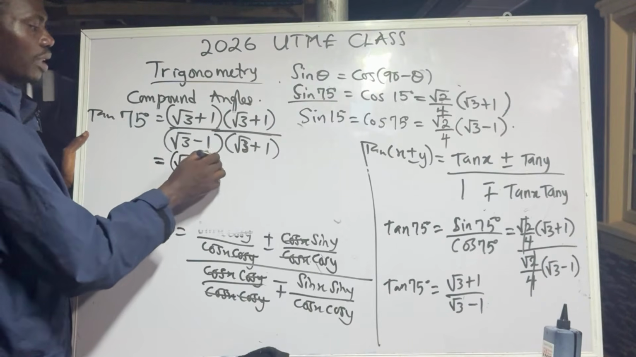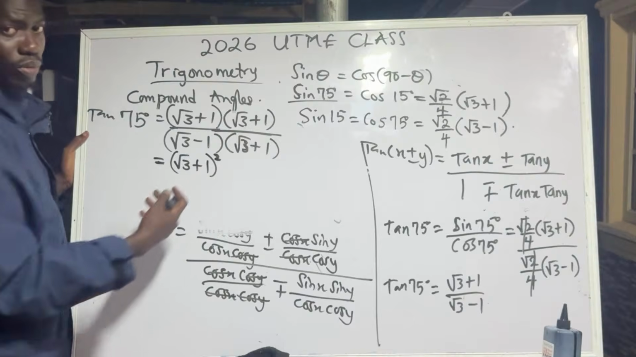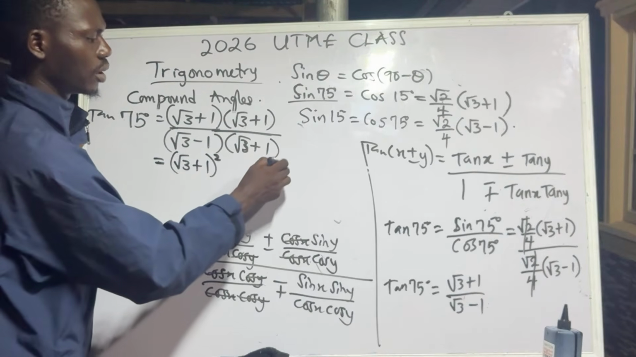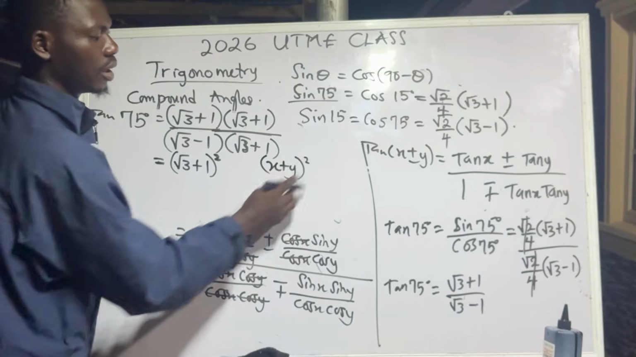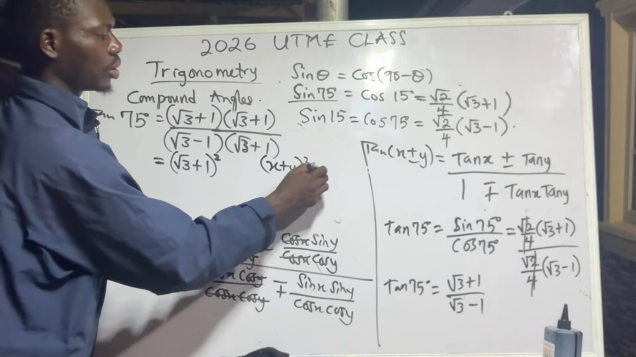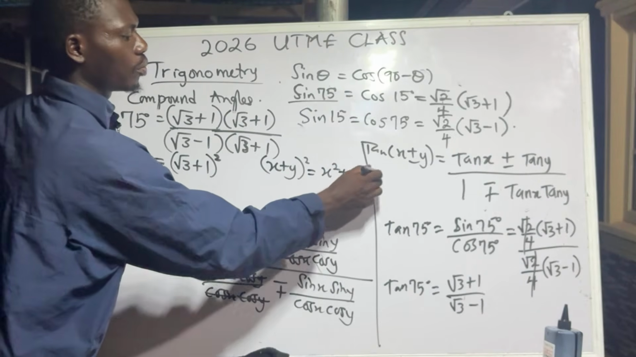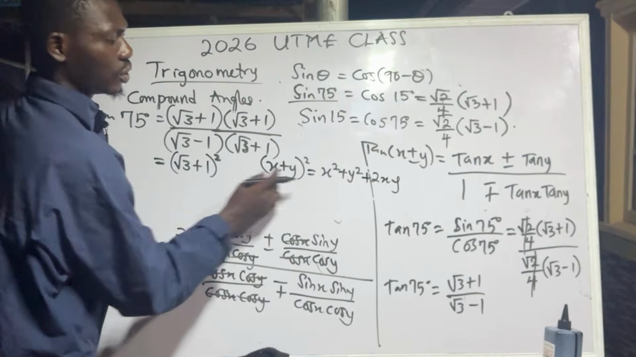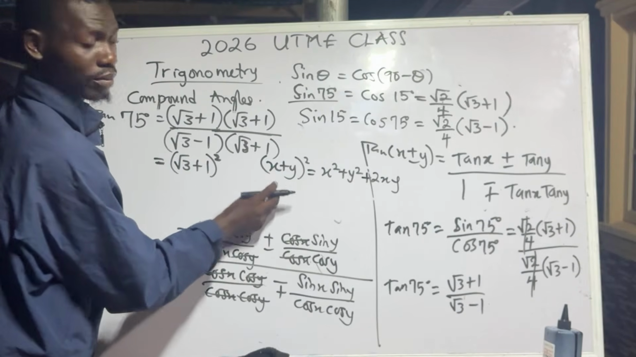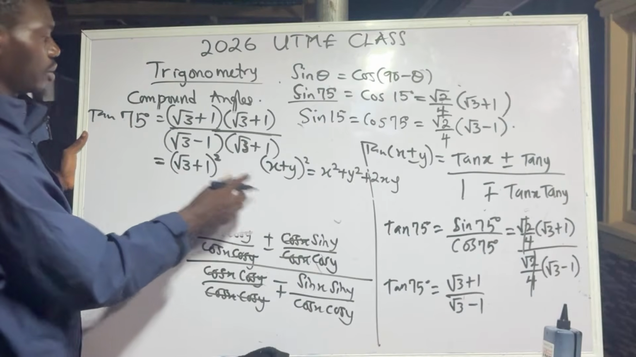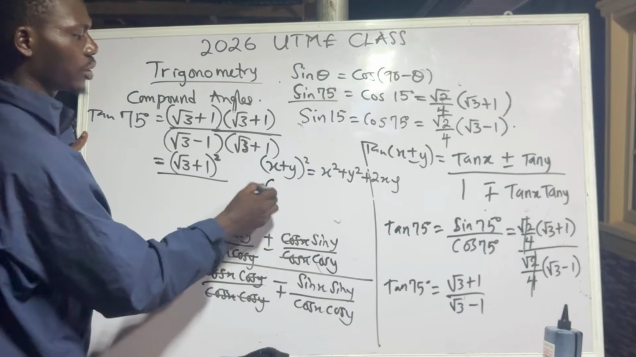Yes, some of you will start multiplying like this, but I don't want to do that because I know that they are the same. So I love using the concept that whenever you have the square of a binomial, it becomes the square of the first one plus the square of the second one plus 2 times the product of the two terms. Over this one here also is the difference of two squares.